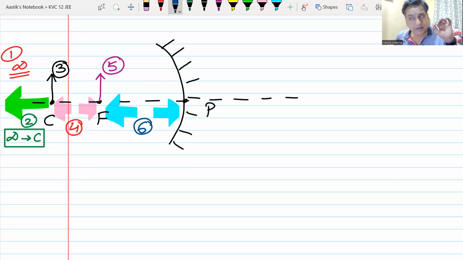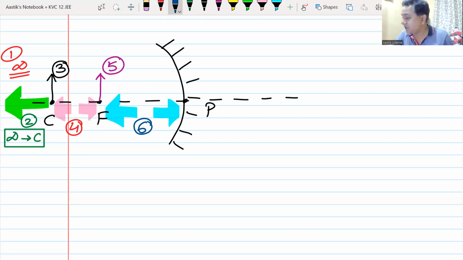For concave mirrors, I have six positions, but for a convex mirror, I only have two. So that is simple. We'll have to understand and have that printed in your head, so that even in your wildest dream, if I ask you, object is here, where is the image? You should be able to tell me what is happening. So that is so important. These are the six positions that we are talking about.